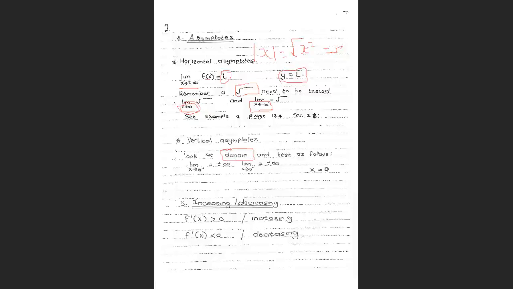And how it works is, on your domain, you have some restriction. They say x cannot be equal to a, for example. That restriction is what you're going to use when you're looking for vertical asymptote.